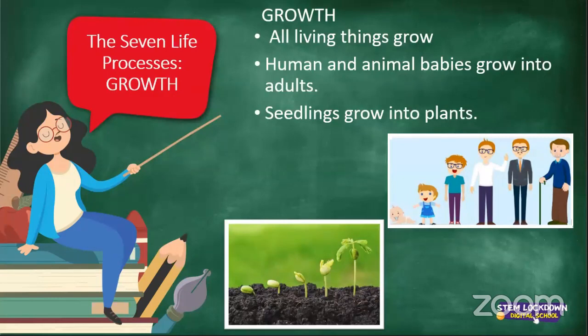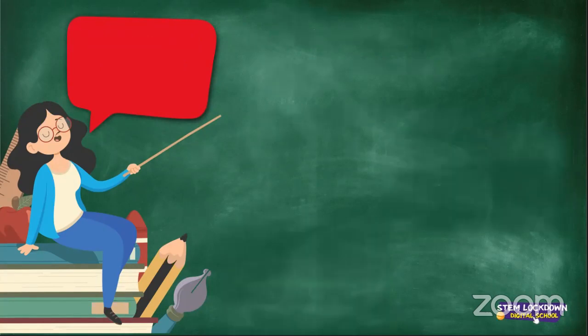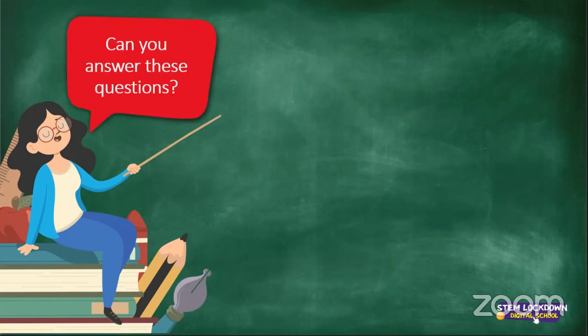So to be classified as living, the growth needs to take place. Okay, so those were the 7 things. Let's quickly see if you guys can name them. Can you quickly type in your chat box? Let's see how quickly you can name them.